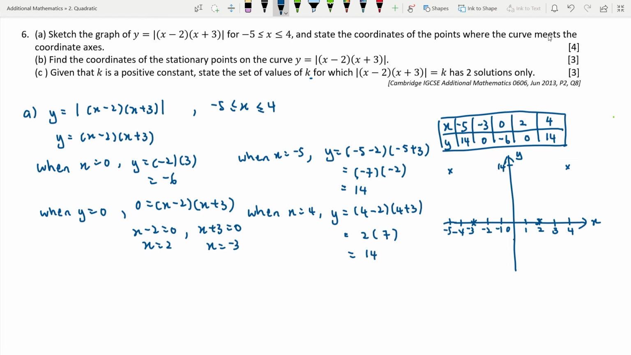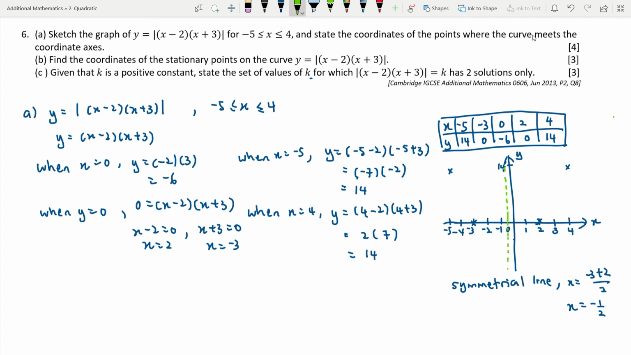Since we have 2 points with the same y value, we can find a symmetrical line. For example, we can use -3 and 2. x is equal to -3 plus 2 divided by 2. This is the formula to find the midpoint. Therefore, the symmetrical line is x is equal to -1/2. The symmetrical line will be somewhere here.